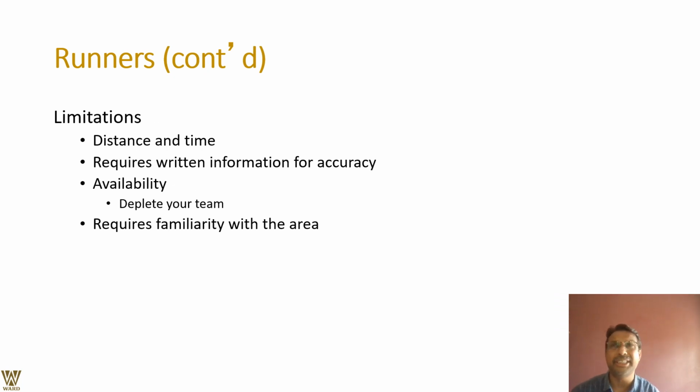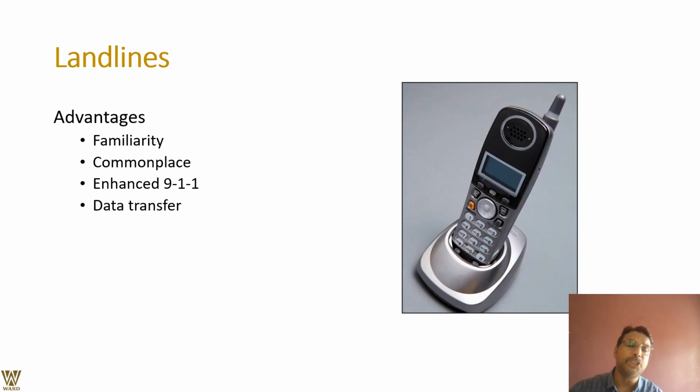Runners, the limitations are distance and time. Believe me or not, runners are at the end of the day human beings. If the emergency is large enough, for them to keep on transmitting information over a longer period, in terms of days and weeks, becomes a little difficult. It requires written information for accuracy. Availability, again, depletes your team. It requires familiarity with the area. Not everybody would be accustomed to the area, and that is why runners would be a bit of a difficult task. Let us talk about the landlines.